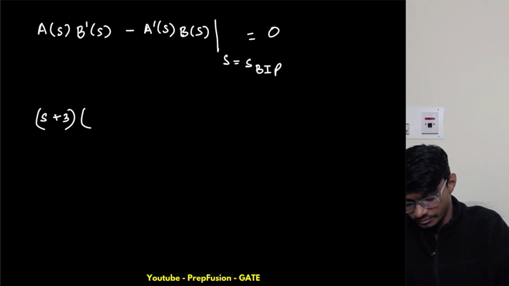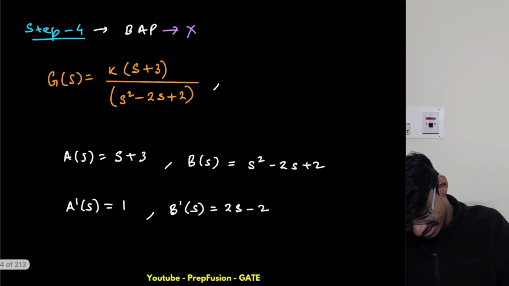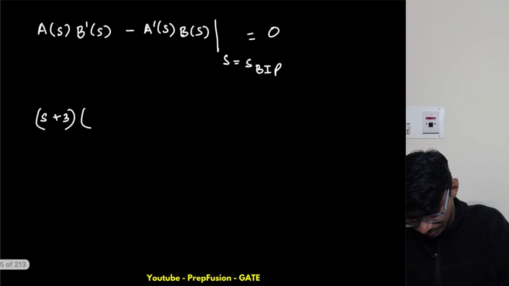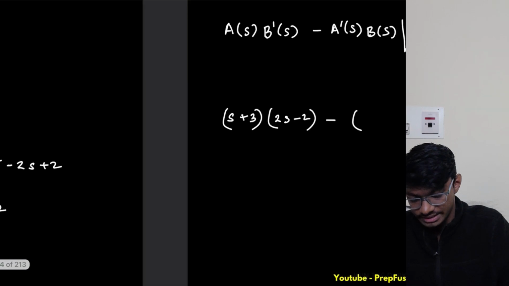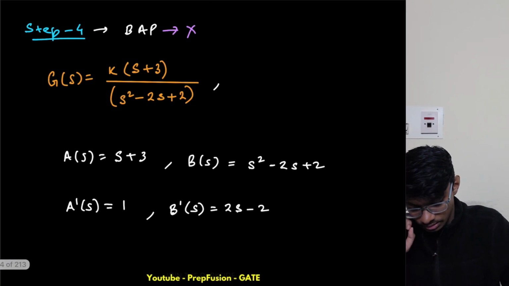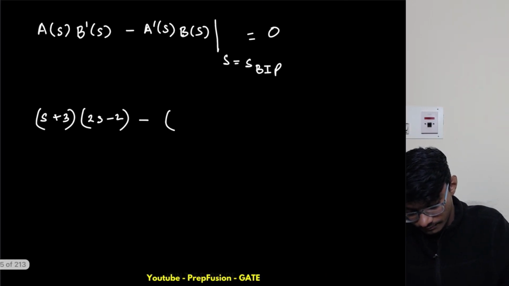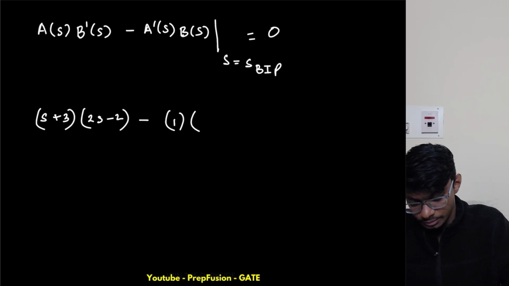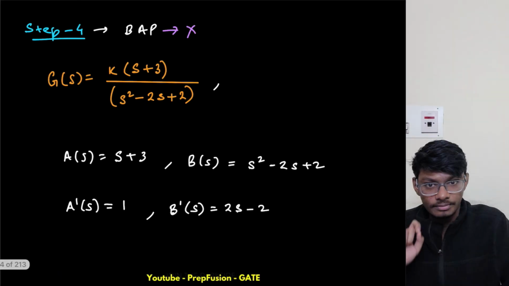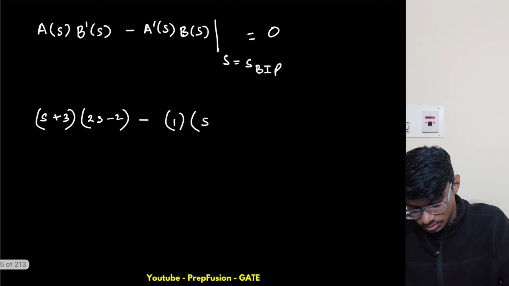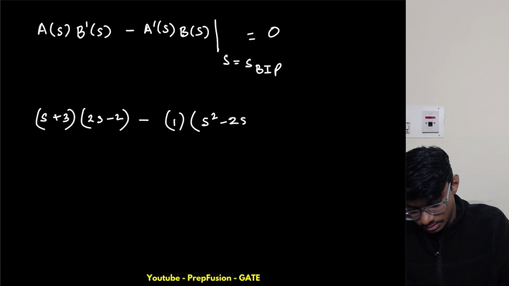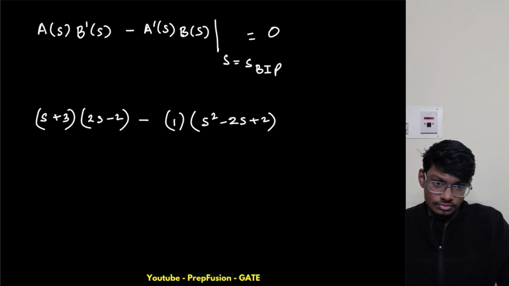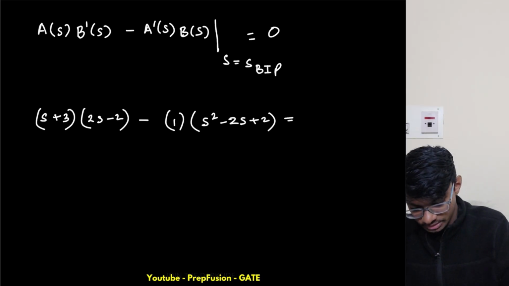Feeling sleepy, but I don't know why. My head is getting blasted. This is 2s minus 2. And what is a dash of s? A dash of s is 1, and what is b of s? B of s is s square minus 2s plus 2. So that is my b of s.